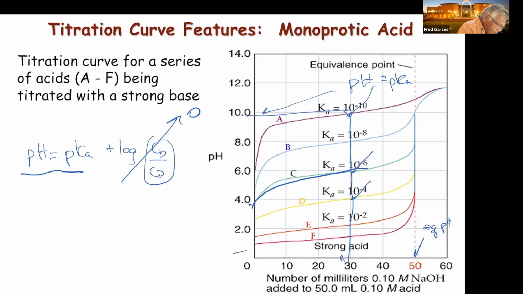For curve F, if you told me that that pKa is 1 times 10 to the minus 1, you'd be marked wrong. Why? Because that's a strong acid. Strong acids don't have a pKa, only weak acids. Okay, so please keep that in mind. But this is a good curve in terms of based on the series of acids that are being titrated.